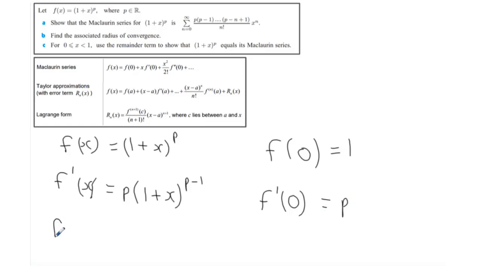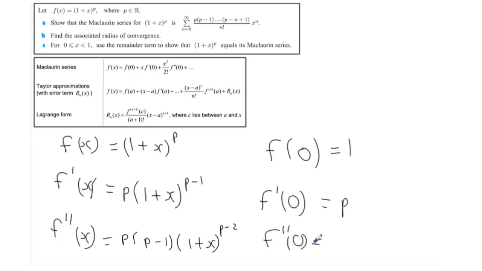F double dash of x. Well, that is going to be, remember, powers to the front. So it's p times (p minus 1) times (1 plus x) to the power p minus 2 times the derivative of the bit in the bracket, which is just 1. And f double dash of 0 equals, well, it's p times (p minus 1) times 1, because 1 plus 0 is just 1. 1 to the power p minus 2 is 1. So it's going to be p times (p minus 1).